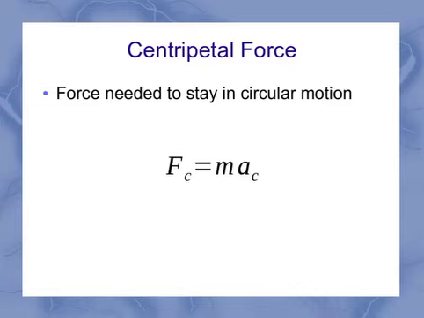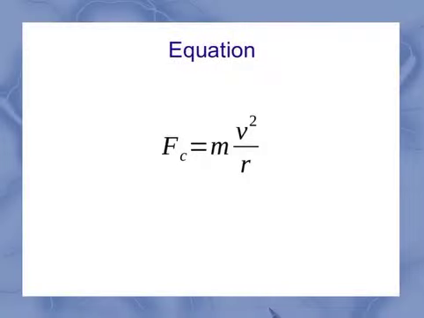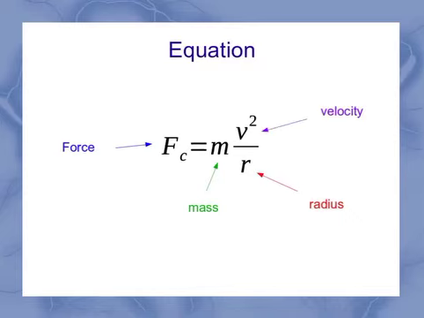And like any force, it's going to be a mass times an acceleration. In this case, since it's a centripetal force, it's a mass times a centripetal acceleration. But we know what that centripetal acceleration should be. We saw that in our review slide just a moment ago, that it's v squared over r. So that means my centripetal force is mv squared over r. And the equation then tells us that the force is equal to the mass, I've got my radius on the bottom and my velocity squared on top.